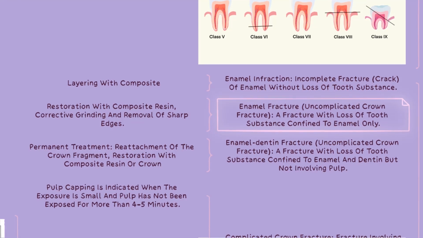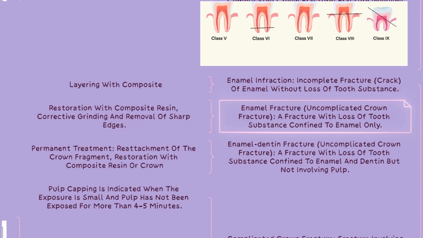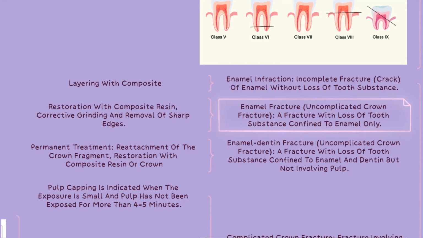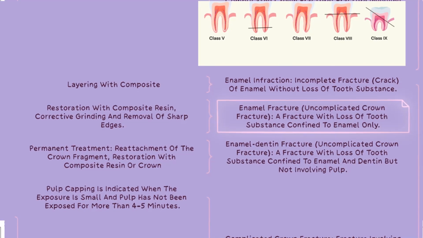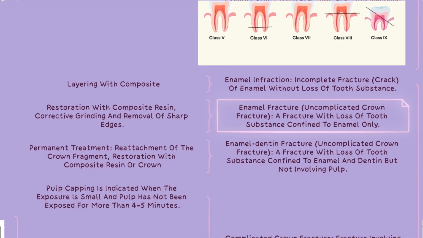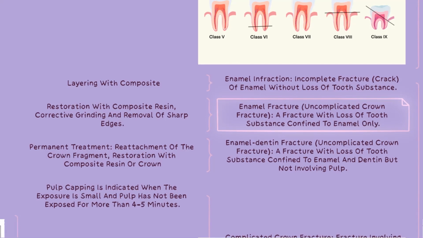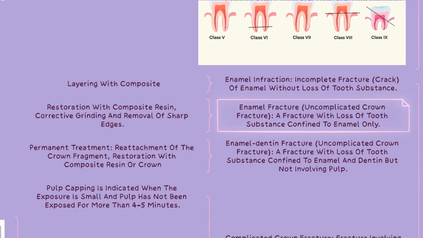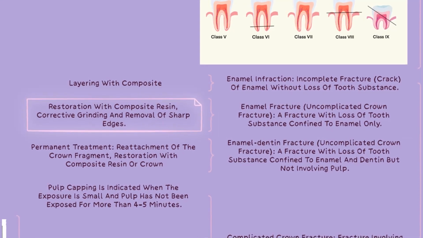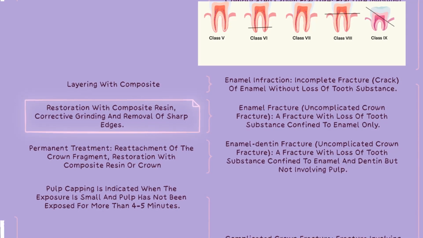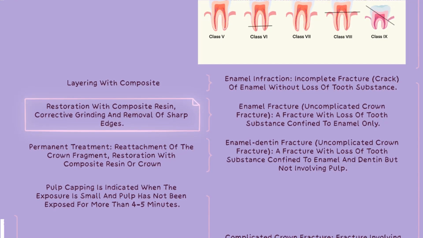Enamel fracture. This is a fracture that goes through the enamel only and does not reach the dentin or the pulp. It is also known as uncomplicated crown fracture. It can be painful, but it is usually not serious and can be treated by filling the sharp edges or restoring the fractured edge with composite.